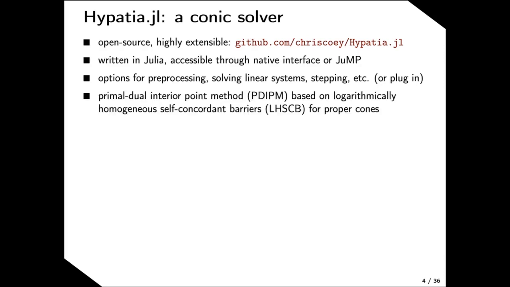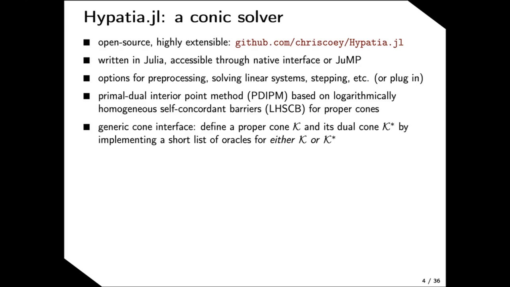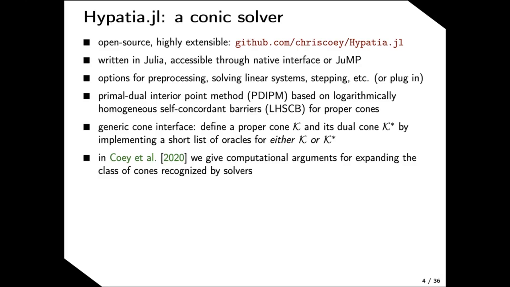Hypatia implements a primal dual interior point method that's based on the theory of logarithmically homogeneous self-concordant barriers for proper cones. A key design feature of Hypatia is our generic cone interface, which allows the user to define a proper cone and its dual cone by implementing a short list of oracles for either the cone or its dual cone, not necessarily both.